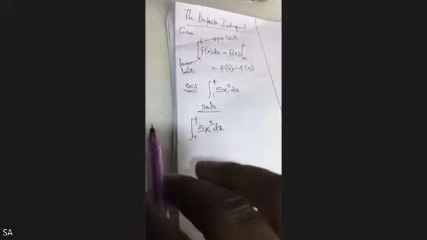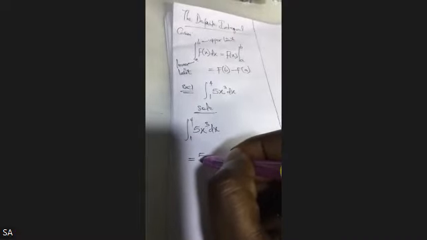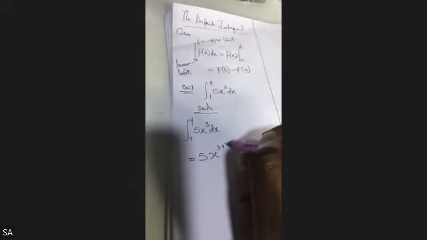Suspend the 4 and 1. Focus on 5x raised to power 3. So how do you do this integration? This is 5, and x is raised to power 3. Write it, rewrite the question. Then you now add 1 to the power.